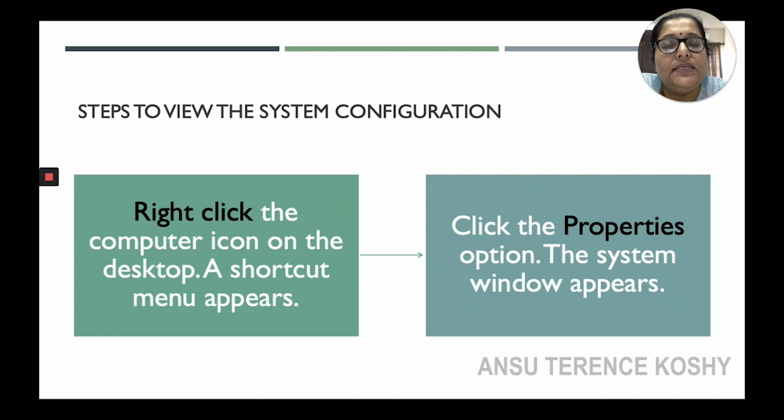Steps to view the system configuration. That is the last topic we need to discuss in this chapter. What are the different steps to view the system configuration? Right click the computer icon on the desktop. A shortcut menu appears, like all the previous times. From that, you need to click on the properties option. The system window appears, and you can see the system configuration.